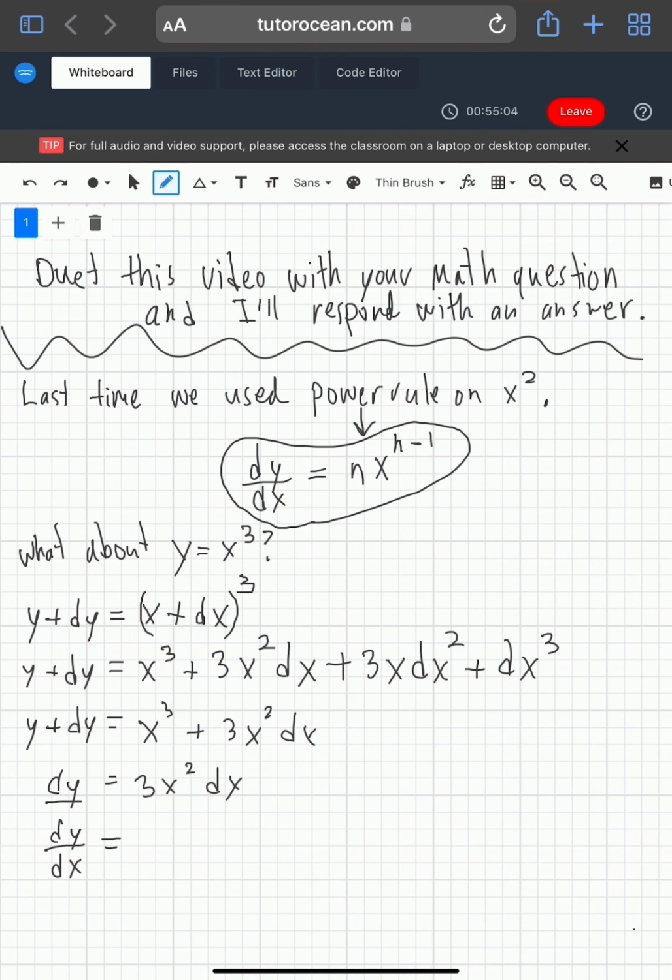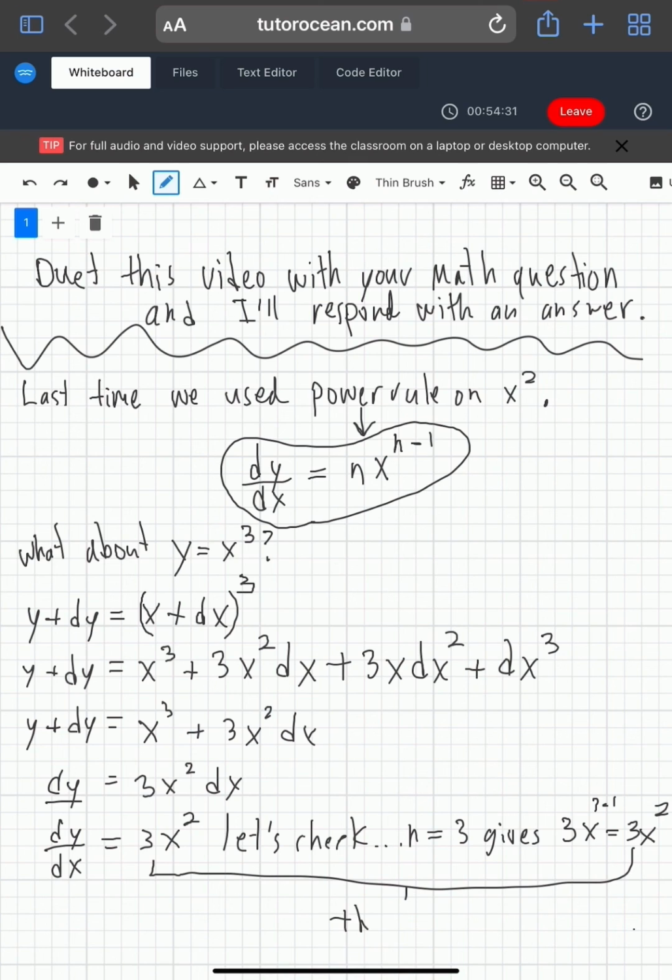Now all we have to do is rearrange: dy over dx is equal to 3x squared. And we check with the power rule, and n is equal to 3 gives it, yes, that's correct.